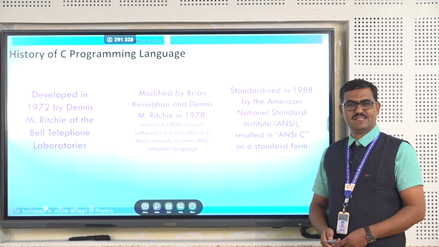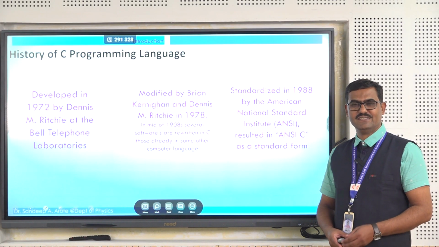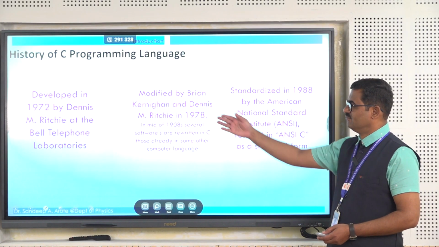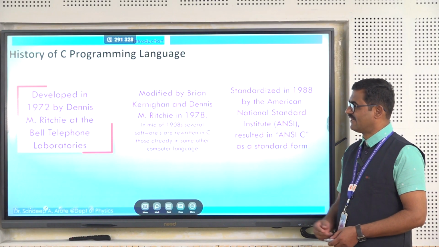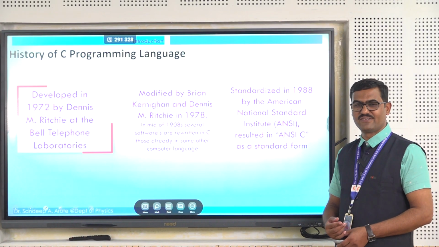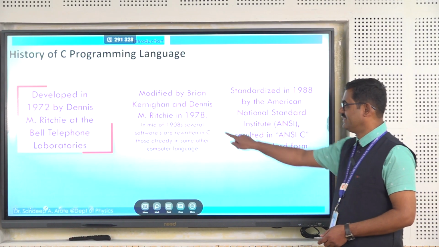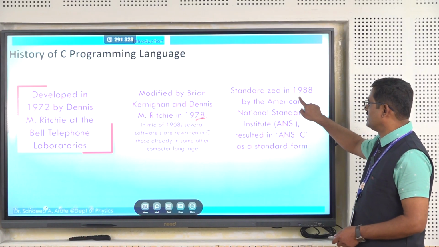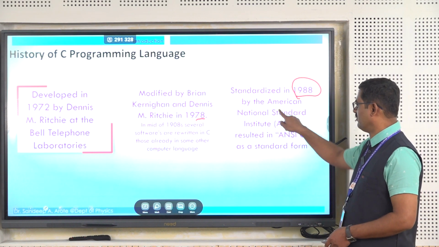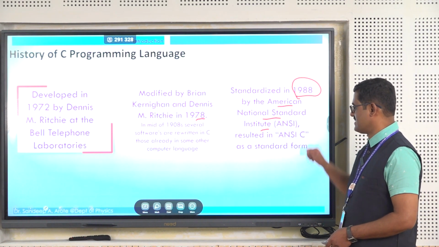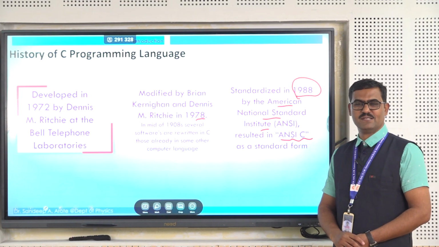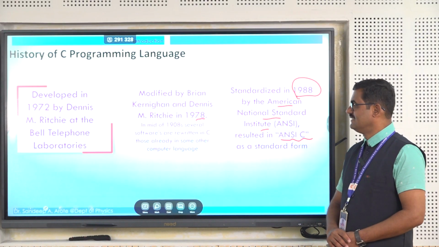As we know, C is a very good language because it comes under the class of middle level language. These are some basic points related to the C programming language. This language was initially developed by Dennis Ritchie at Bell Telephone Laboratories in 1972. After that, the language was modified in 1978, and the standardized format of C language came in 1988. This was developed by the American National Standards Institute, that is ANSI, and from 1988 onwards, the C programming language is known as ANSI C.